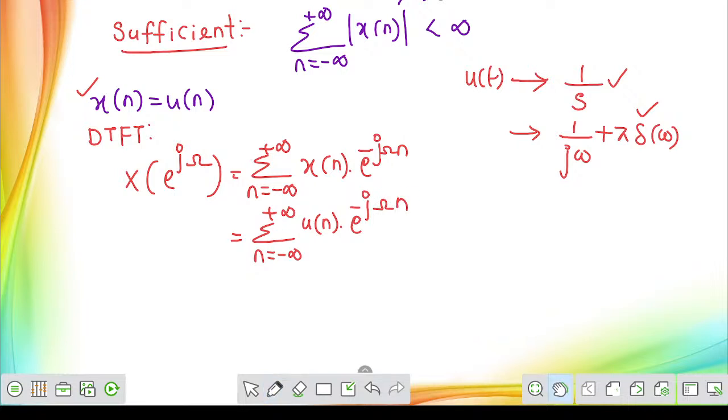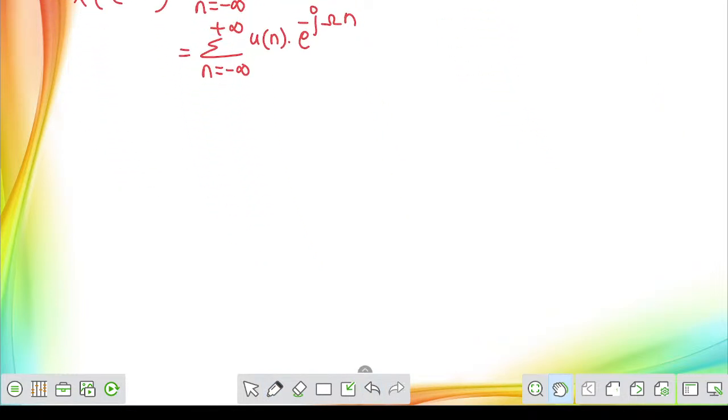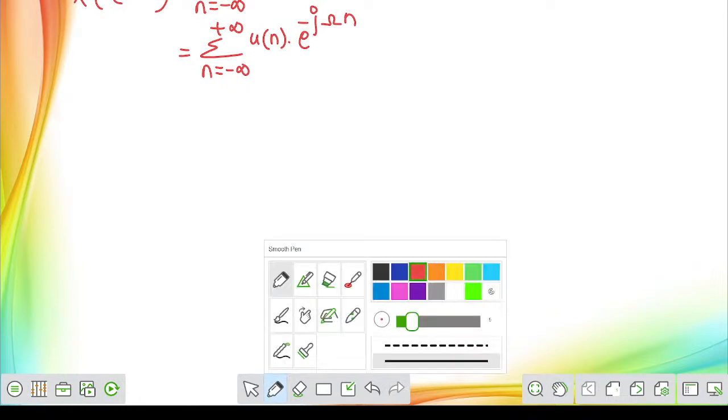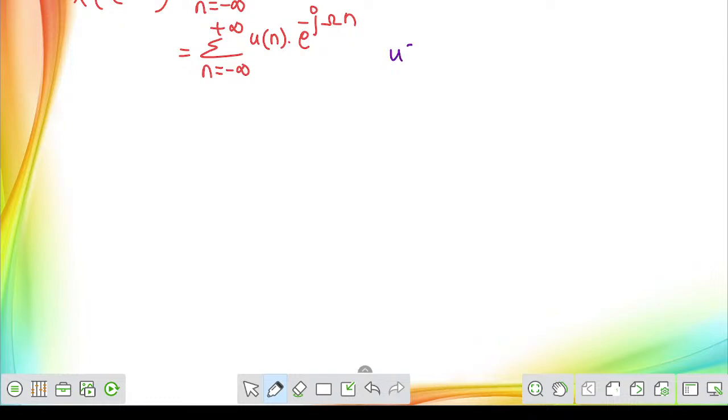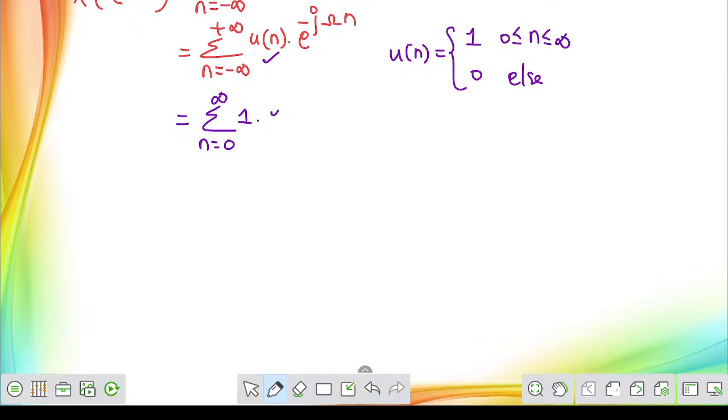And what we know is the step signal u of n. What will be the period of the step signal, sir? Anyone? The step signal will always be running from 0 to infinity. If I am asking you to define the step signal, you should define it like this: the value is 1 where n approaches from 0 to infinity, and its value is 0 elsewhere. So the value of the given step signal is 1 only from n equal to 0 to infinity. In other places this value will be 0, times e power minus j omega n.